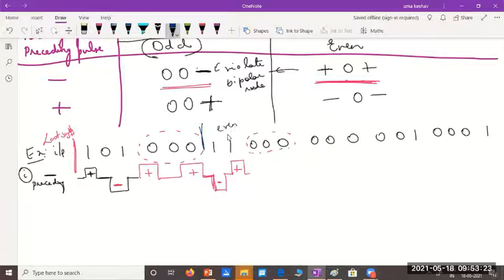Again, even number of ones. Even means either this or this. Now I should check whether the preceding pulse was positive or negative. The preceding pulse is positive, so I should replace 0, 0, 0 with minus, 0, minus. Is that clear?